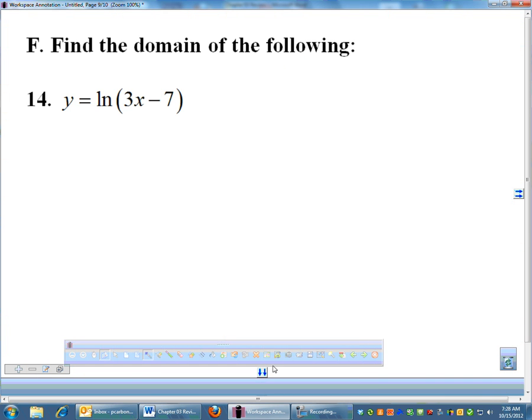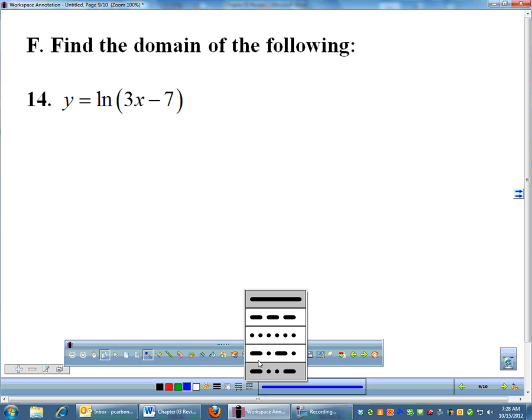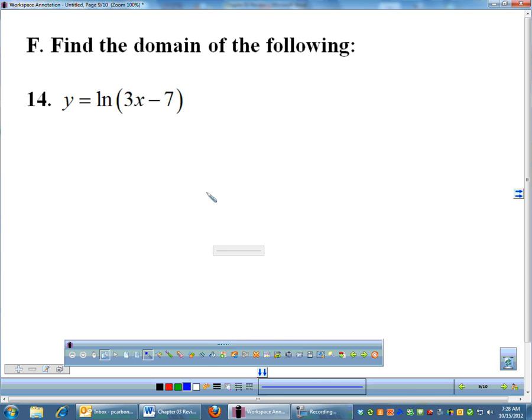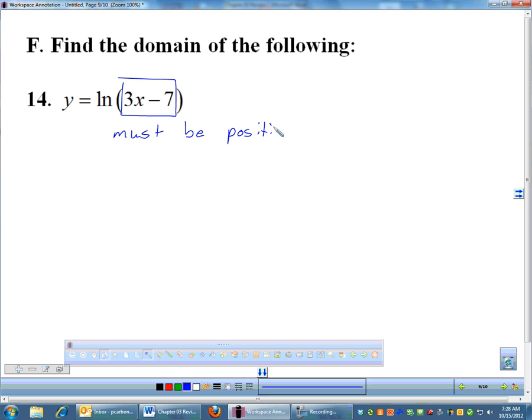Good. All right, finding domain. Now remember, domain of a log is a lot like the domain of a square root. The only difference is you cannot include 0. Whatever's inside your log must be positive. That's the rule for the domain of a log. So whatever's inside must be positive, which means I'm simply going to say 3x minus 7 must be greater than 0, and we solve the equation. This one's kind of nice. Add 7, divide by 3. So I'll get x is greater than 7/3.